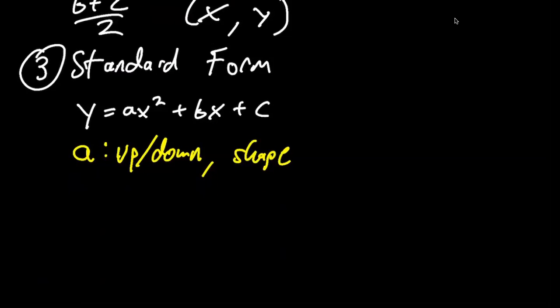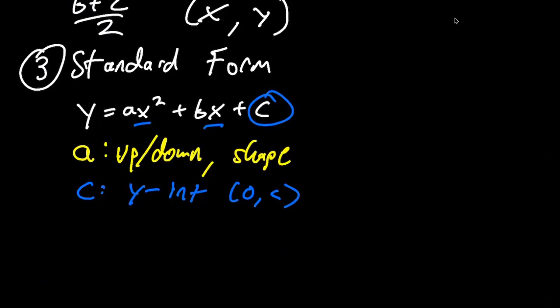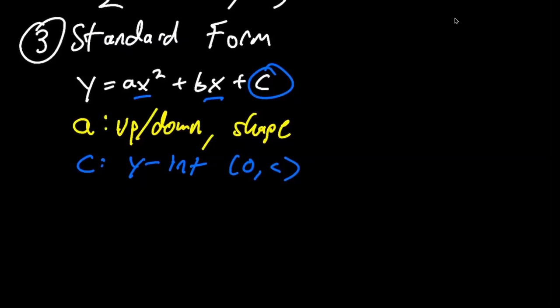c is also the y-intercept. So here we have c as our y-intercept. And we can see this because our y-intercept is when x is 0. So if we plug in 0, those terms become 0. So y equals c when x is 0. So those are the 2 pieces of information we have from standard form.